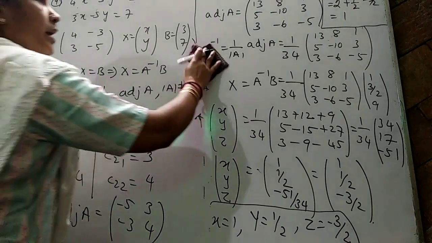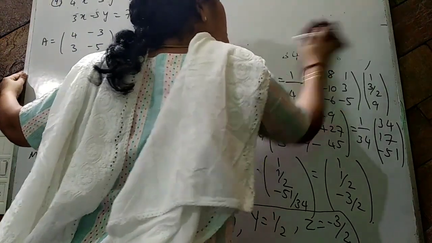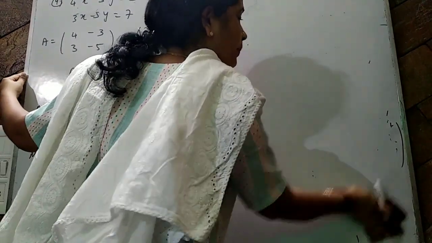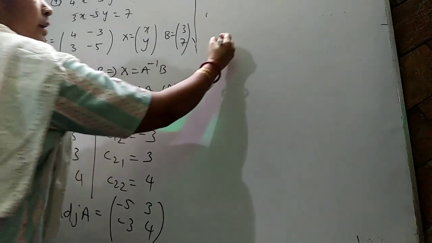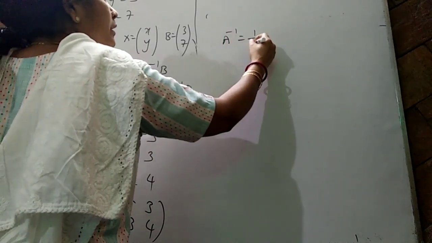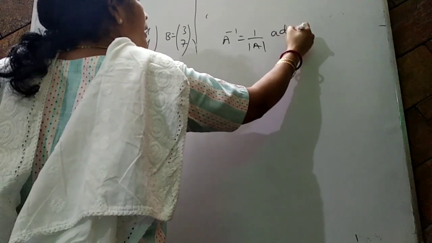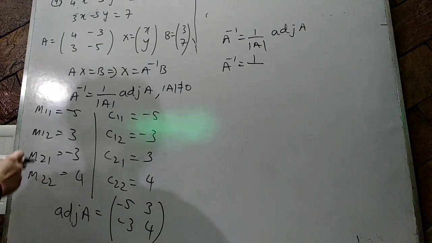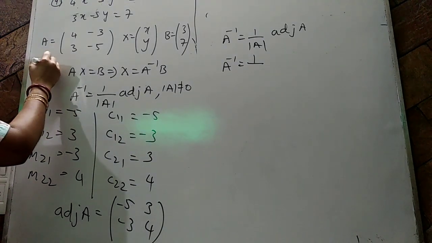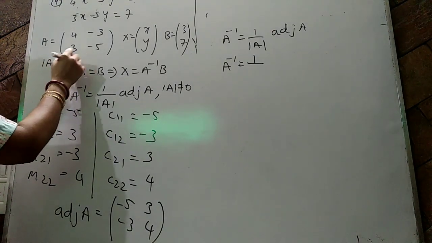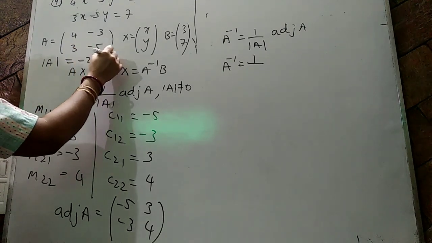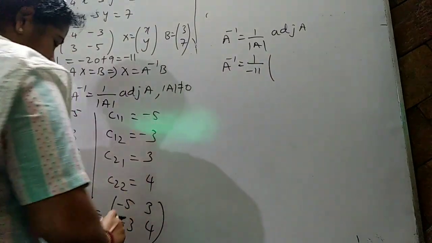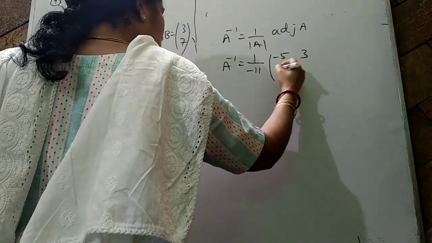Okay, fine. Now A inverse equal to, shall I erase this one? Better write down fast, time is running. Now A inverse is equal to 1 by determinant A into adjoint of A. Determinant A we didn't find, first you have to find determinant A. So I'm writing determinant A here, beta: minus 20 plus 9, that is equal to minus 11. So minus 1 upon 11 into the adjoint: minus 5, 3, minus 3, 4.